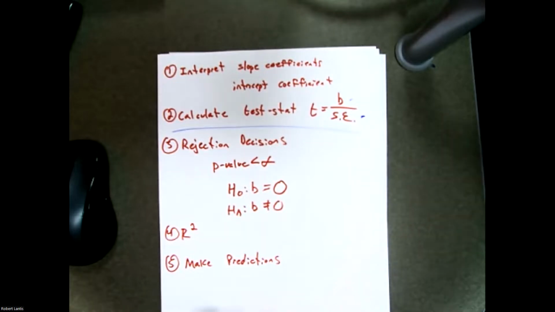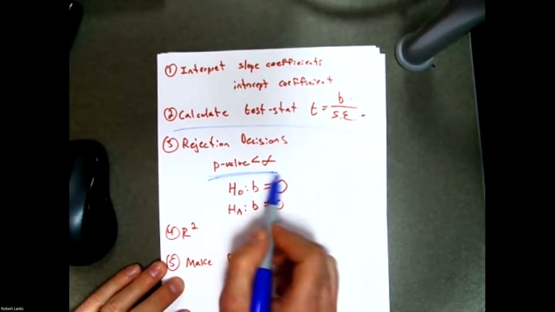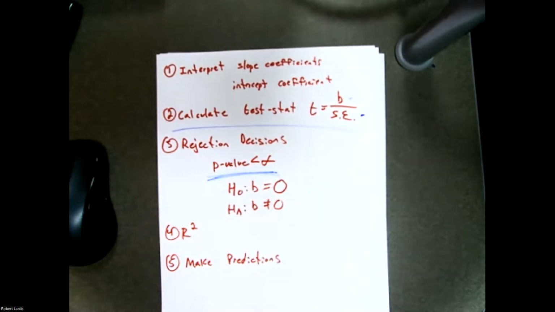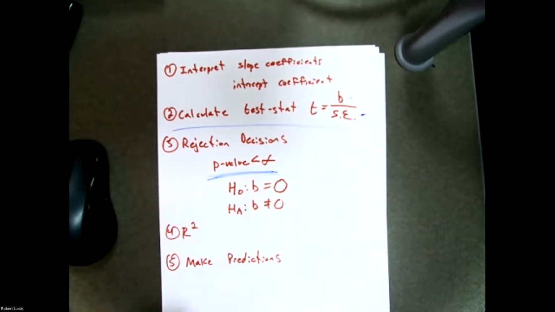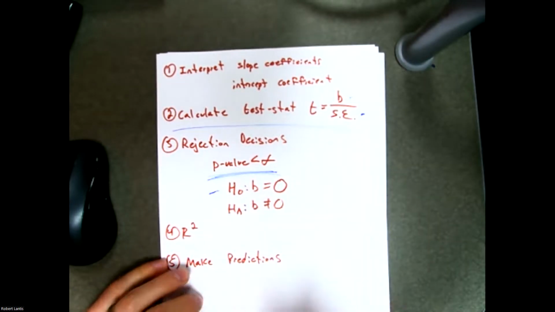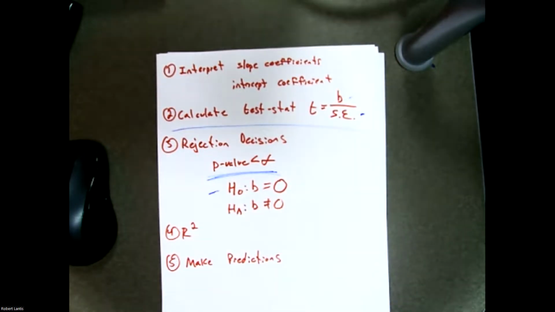We make rejection decisions the exact same way. We just look at the p-value that's associated with that coefficient or that variable slope coefficient. And if it's less than alpha, we can reject the null. If it's not, we fail to reject. Now remember, the null is that there's no relationship, or that slope is 0. So if we can reject that, what we're really saying is we found evidence there is a relationship. Okay? So know how to make that rejection decision.